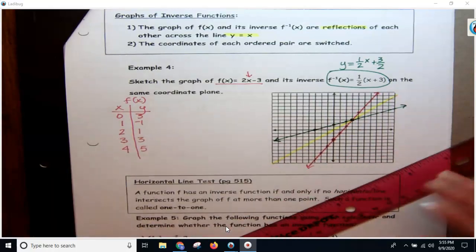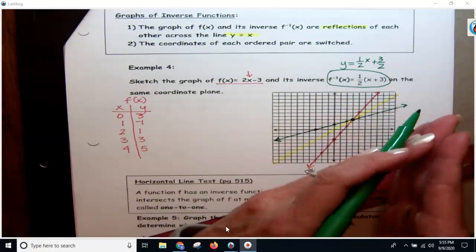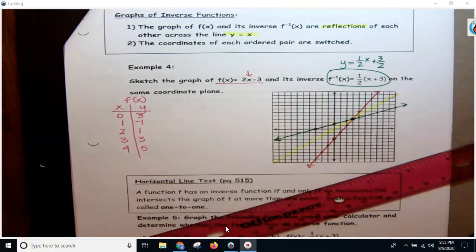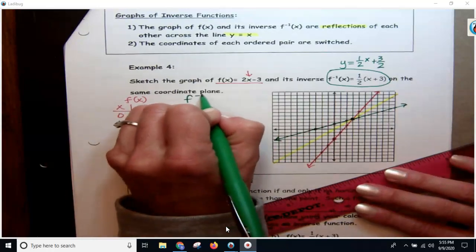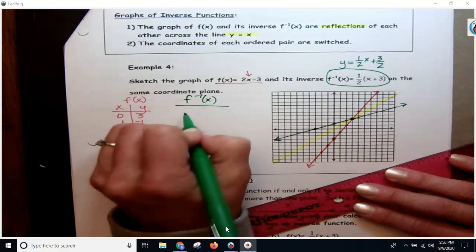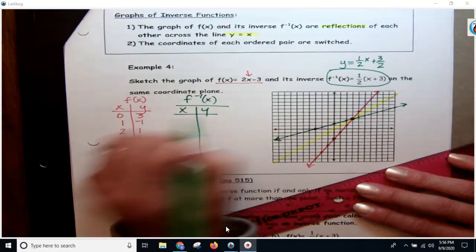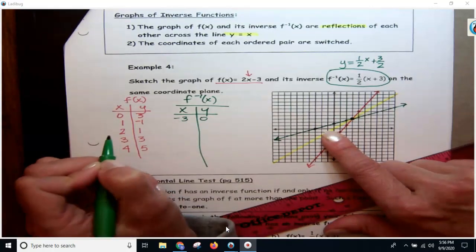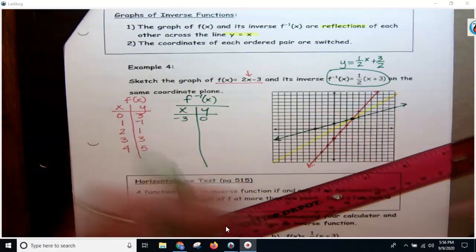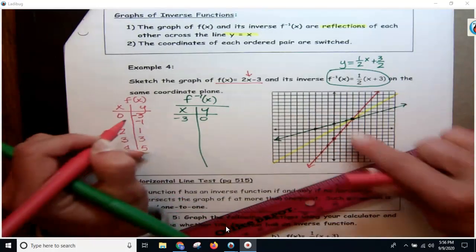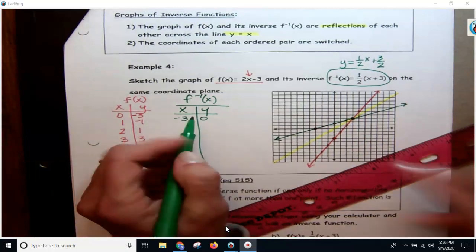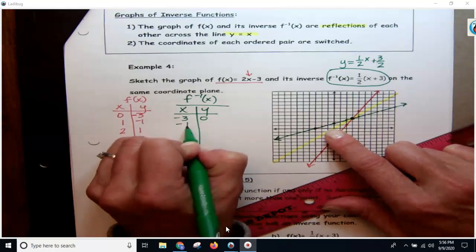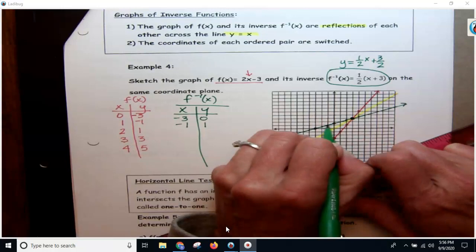And hopefully you're noticing that if I were to fold this paper on that yellow line, the red and the green lines would be touching perfectly. So the inverse table would basically look like this. When x is -3, y is 0. When x is 0, y is -3, sorry. When x is -1, y is 1, that's this point right here.